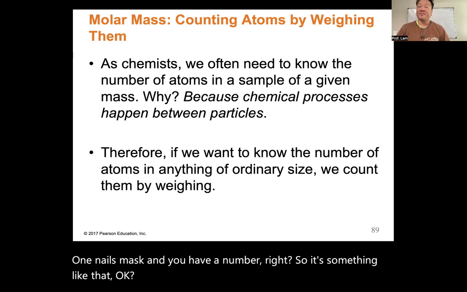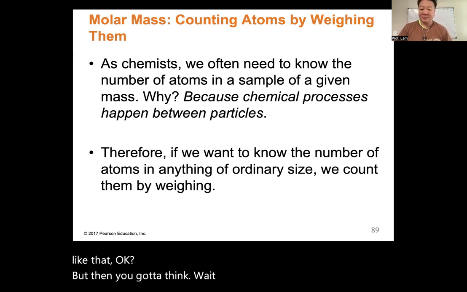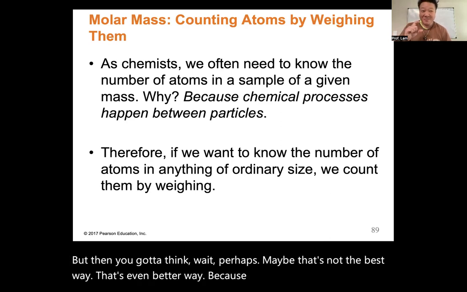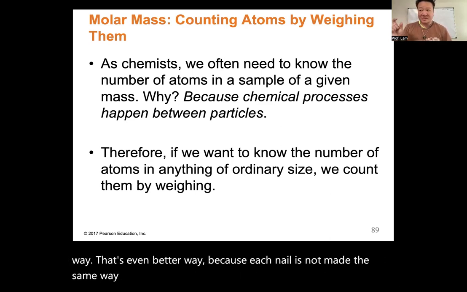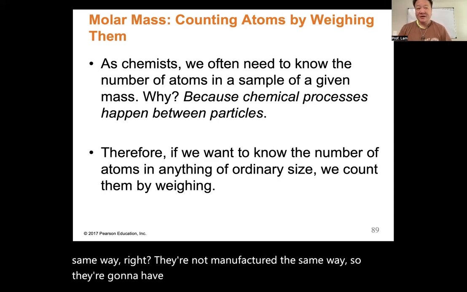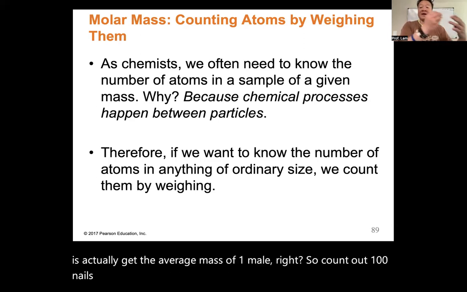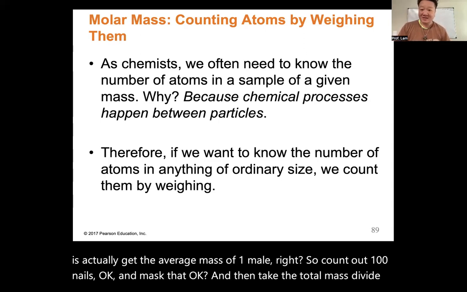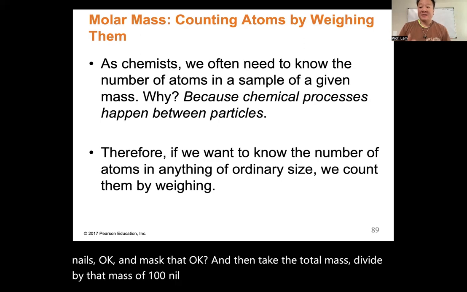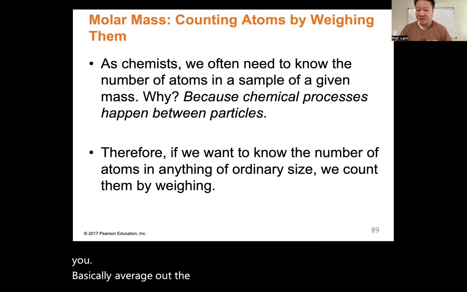But then you've got to think, maybe that's not the best way. There's an even better way, because each nail is not made the same way. They're not manufactured the same way, so they're going to have slightly different masses. So what you need to do is get the average mass of one nail. Count out 100 nails and mass that, then take the total mass, divide by the mass of 100 nails, and then divide by 100 again. So you basically average out the small differences in each nail.